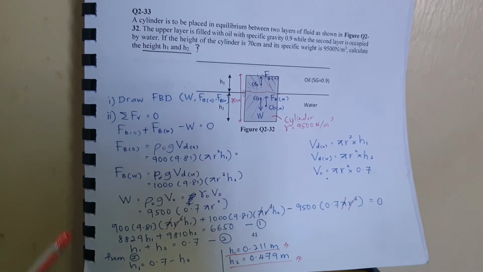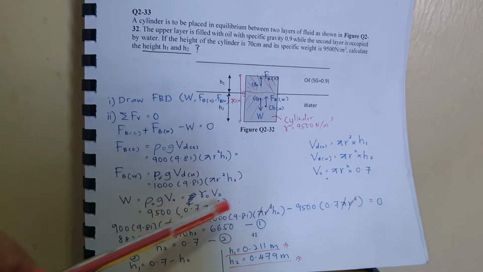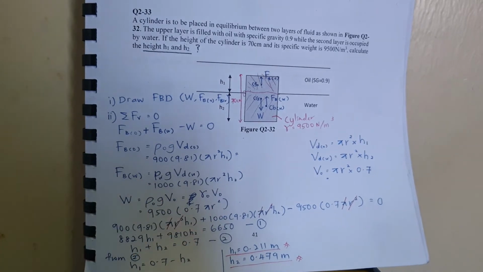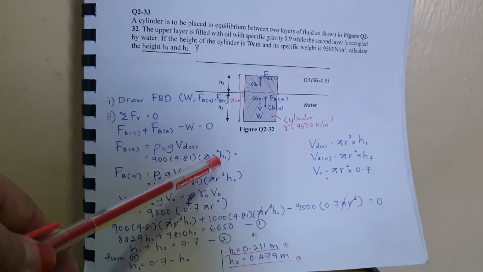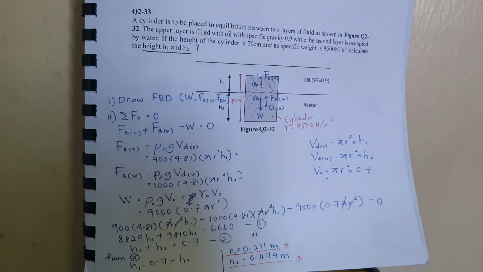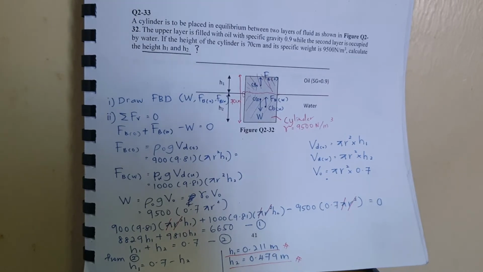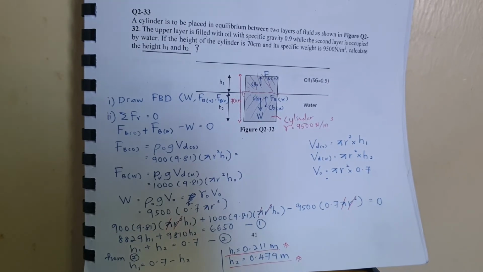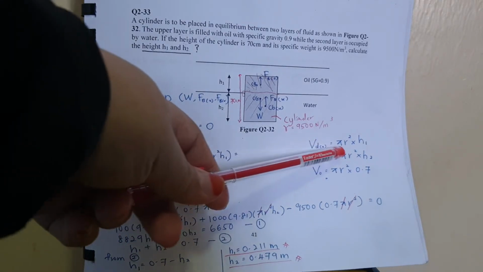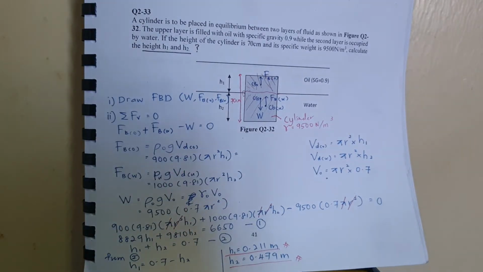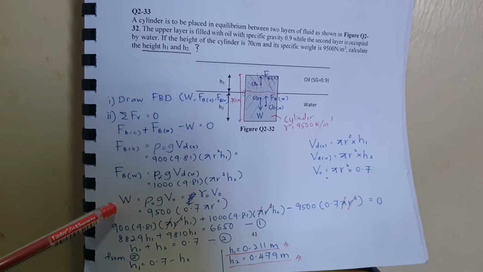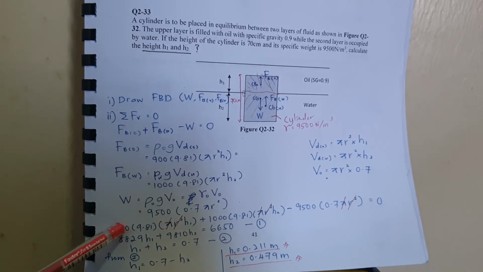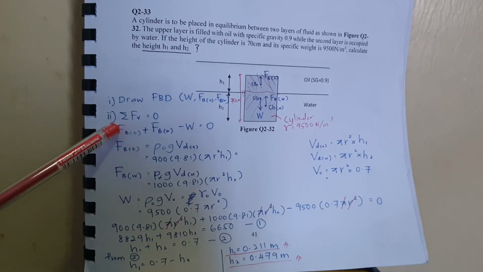So plug in the volume of object that we calculated here, 0.7 pi r square. If you want to directly calculate the pi inside the equation, it doesn't matter, but because I know in this question we can cancel out certain things, I leave it as pi. If you want to calculate, it doesn't matter. Okay, so now we have FB of oil, FB of water, and also W. So now plug back into this equation.